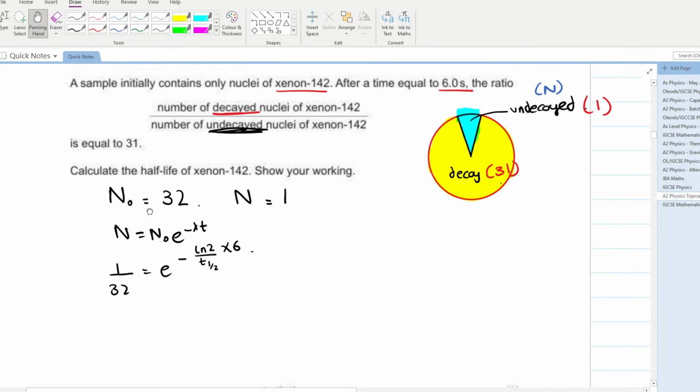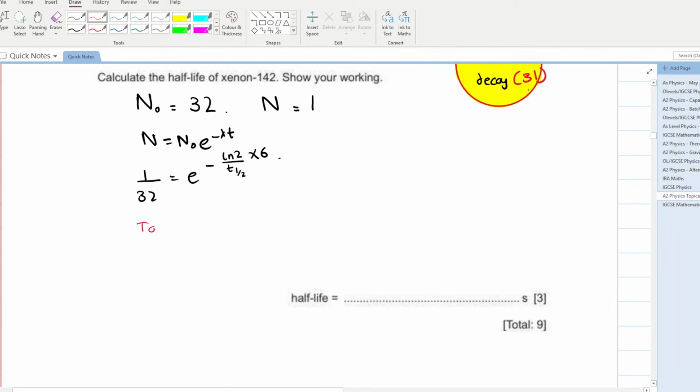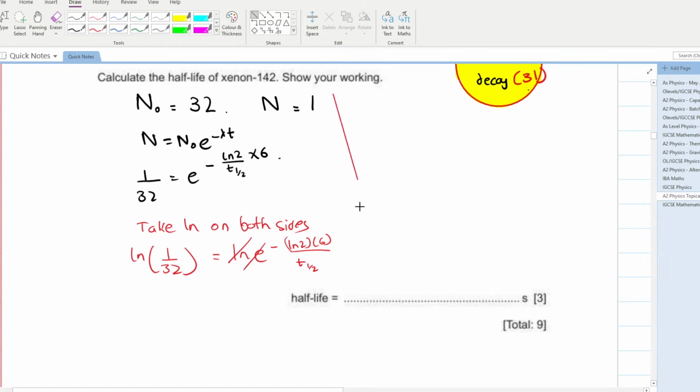So now you can take ln on both sides. ln of 1 over 32 is equal to minus ln e minus ln2 multiplied by 6 divided by the half-life, T half. This ln e will get cancelled out. Let me do the entire calculation, otherwise you will get confused.